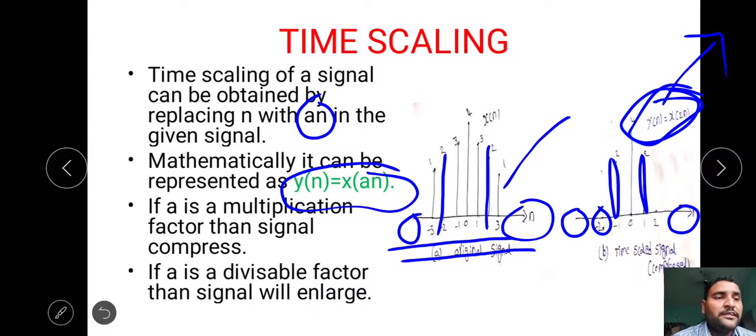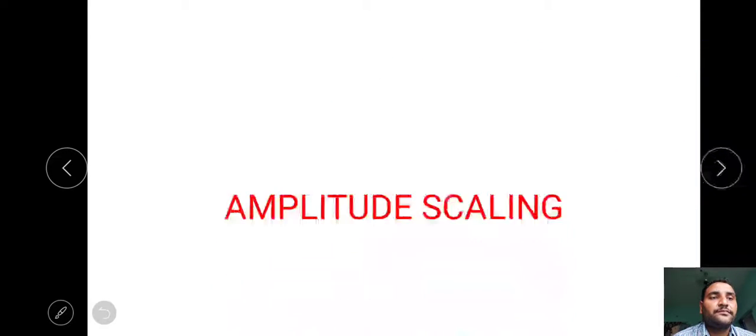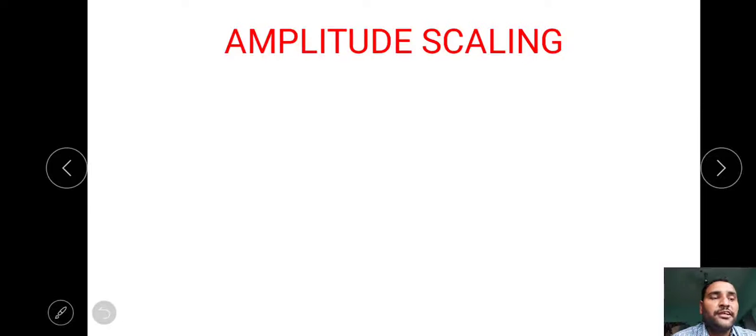y of minus 3, y of minus 2, y of minus 1, y of 0, y of 1, y of 2, y of 3, based on this equation. What are the amplitudes we have? Those amplitudes must be presented here. It is from minus 3 to 3, but now it is from minus 1 to 1. That is, the signal should be compressed, whenever a is a multiplication factor. Similarly, whenever a is a divisible factor, the signal should be enlarged.